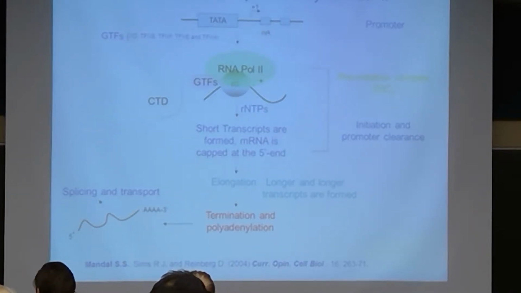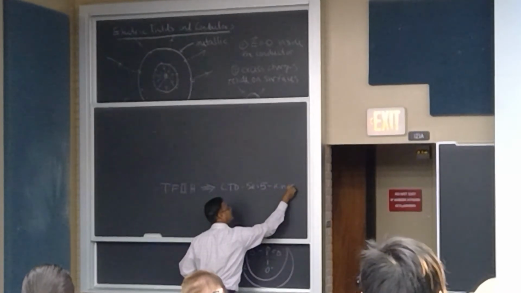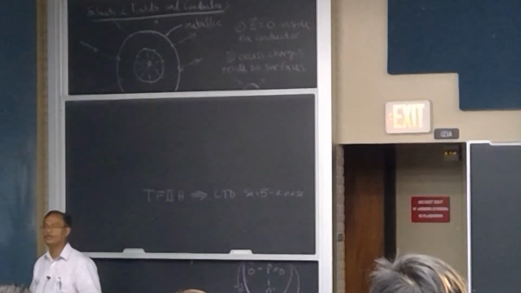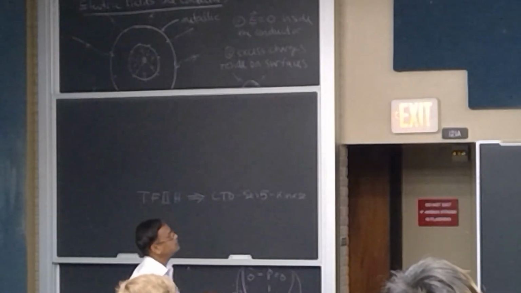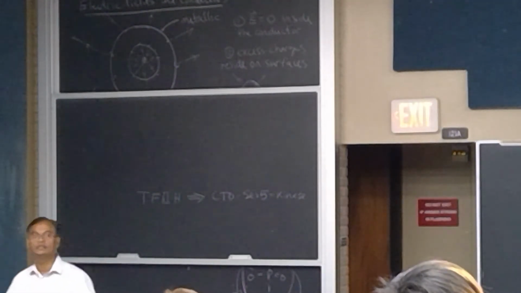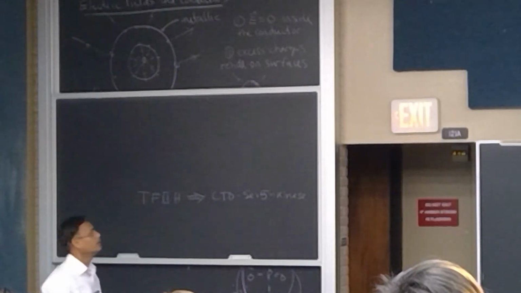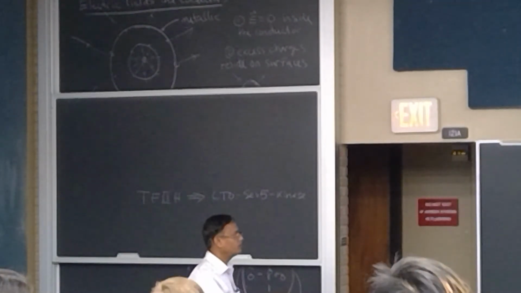TFIIH is actually the kinase which phosphorylates the CTD, serine specific kinase. So once TFIIH is recruited, it phosphorylates serine 5 of the CTD and initiates the transcription initiation event. Does it make sense? So once transcription is initiated, it goes to promoter clearance, and short transcripts are formed.